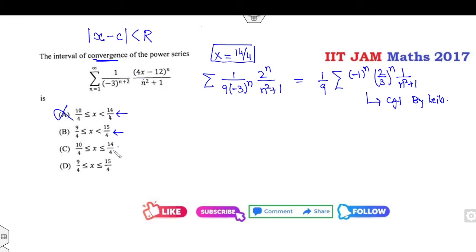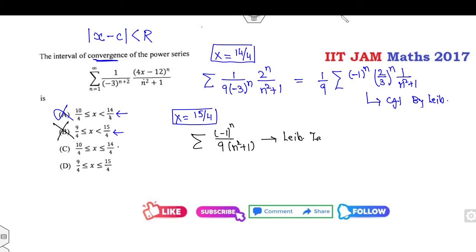Fine. Now we will see at 15 by 4. Once you substitute 15 by 4, your series becomes 1 over 9 n square plus 1 times minus 1 raised to power n. Again, this is convergent by the Leibniz test. So the less than sign is cancelled out. Now, out of these options, which one is correct? Because 15 over 4 is greater than 14 by 4, this option is also cancelled out, because at both the points the series is convergent. So the largest interval is only D, the correct answer.